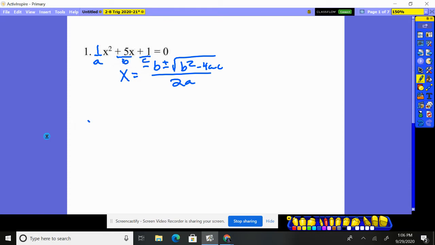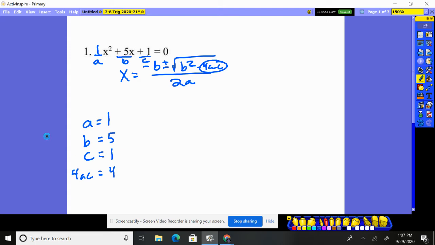So here's what we do. Here's what I recommend. To the side, we write out our A, B, and C values. A is 1, B is 5, C is 1. Now, here's what I also recommend. Go ahead and write the 4AC piece, this piece right here. We're going to write 4AC: 4 times 1 is 4.